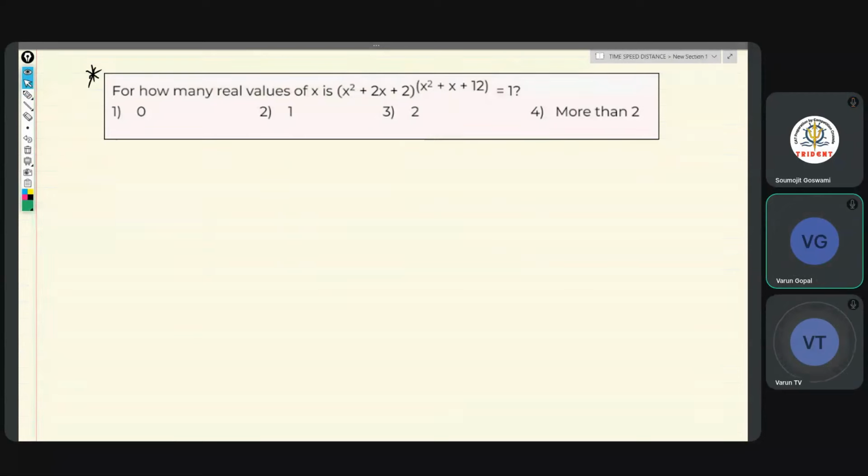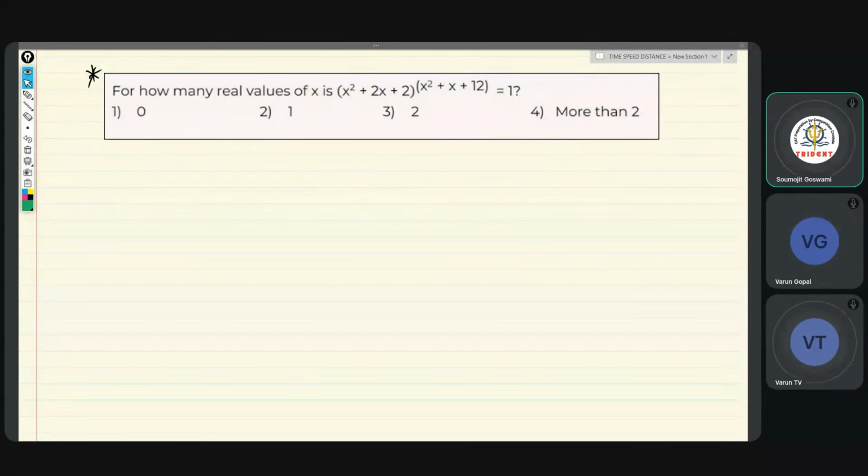Hello. Yes, I'm back. So, the answer is option 1, 2, 3 or 4? Option 1. Okay, give me some logic. Because if A raised to B is equal to 1, either B has to be 0 or B has to be 1. One raised to one is equal to one.